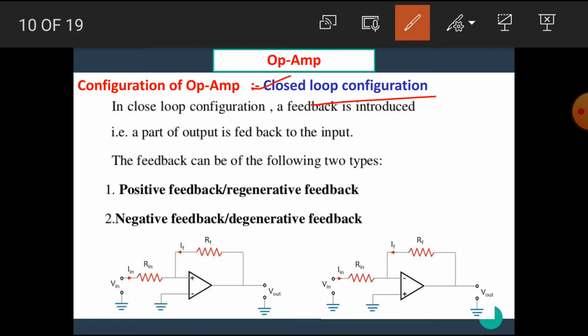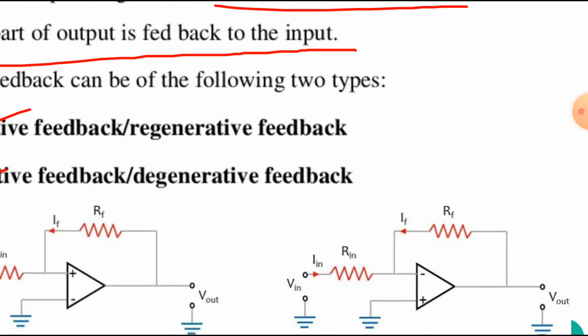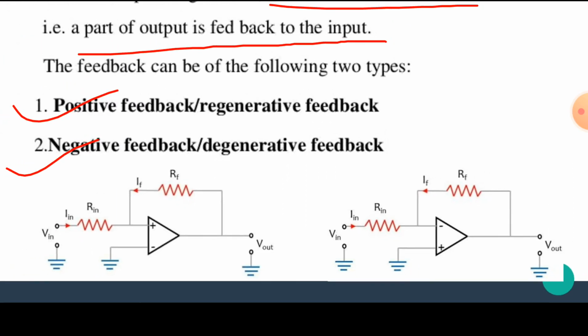Let's see the closed loop configuration. In closed loop configuration, a feedback is introduced, that is, part of the output is fed back to the input. The feedback can be of the following two types: positive or regenerative feedback and negative or degenerative feedback. These are the examples of positive and negative feedback.